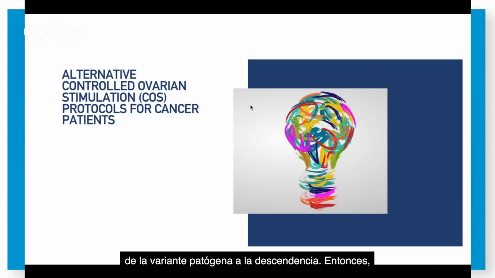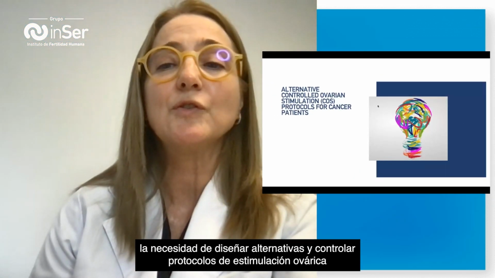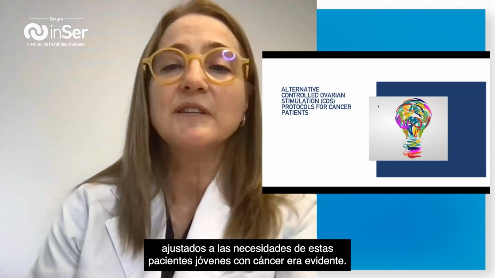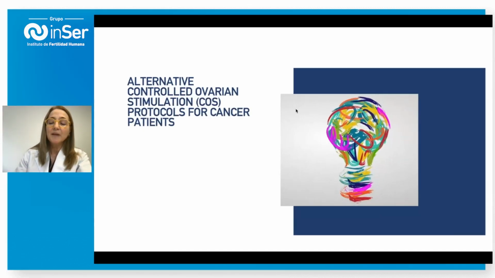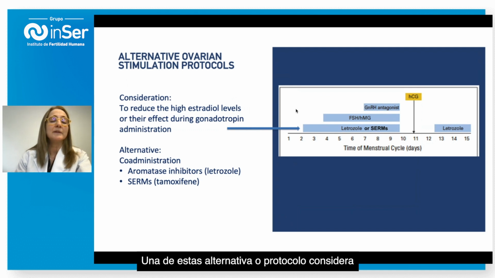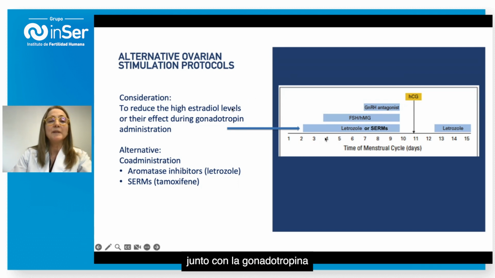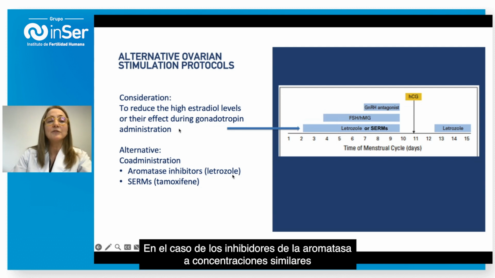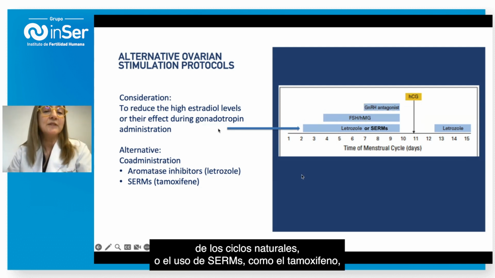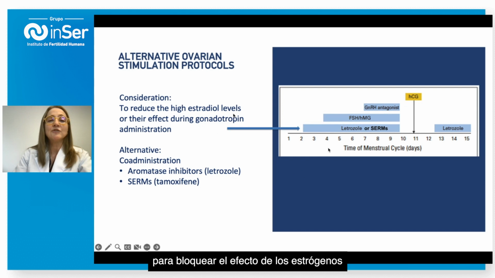So the need to design alternative controlled ovarian stimulation protocols adjusted to the needs of these young cancer patients was evident. One such alternative protocol considers the co-administration of aromatase inhibitors or SERMs along with the gonadotropins during the ovarian stimulation process, with the idea of either reducing the estrogen levels, in the case of aromatase inhibitors, to concentrations similar to that of natural cycles, or the use of SERMs such as tamoxifen in order to block the effect of estrogens at the breast receptors.